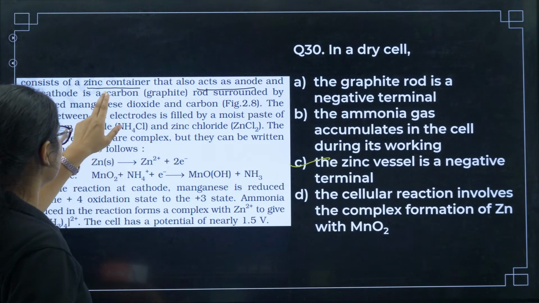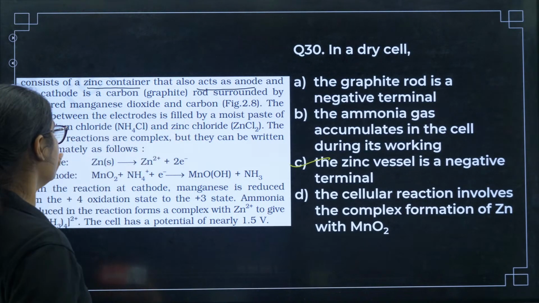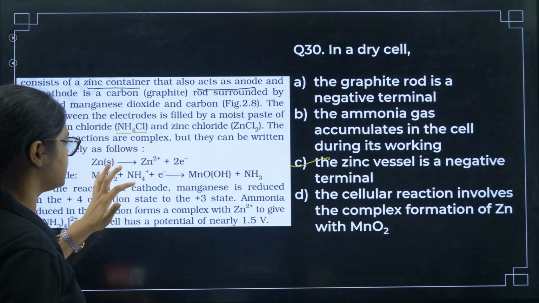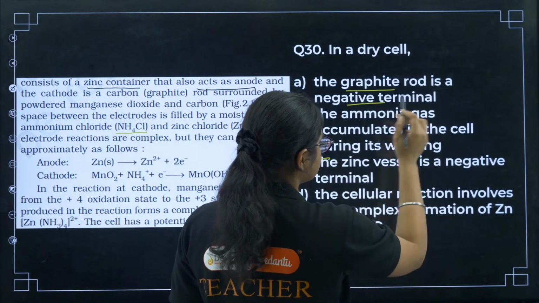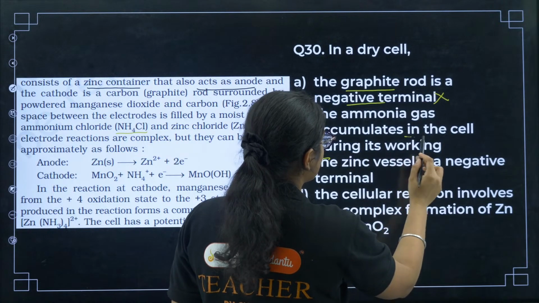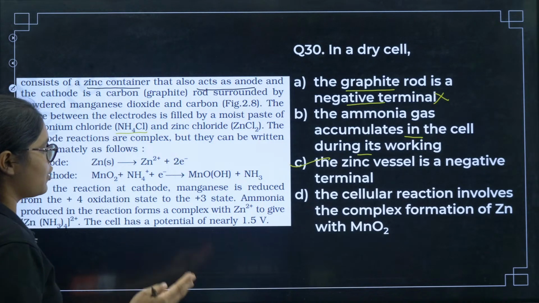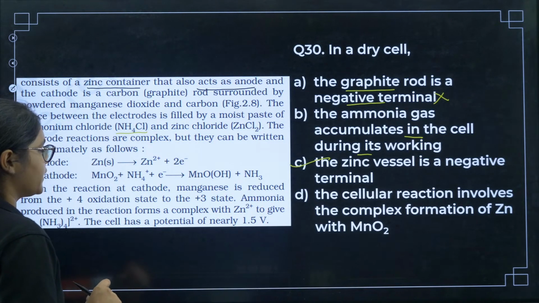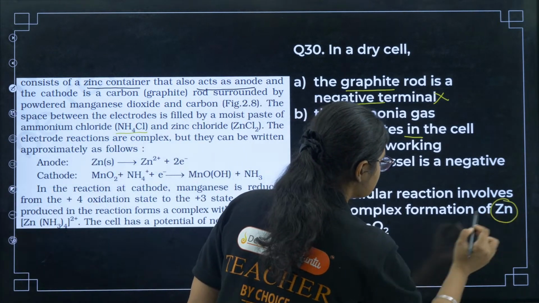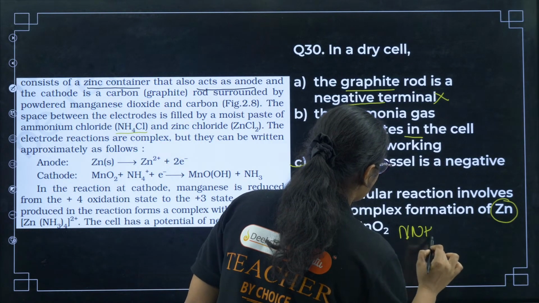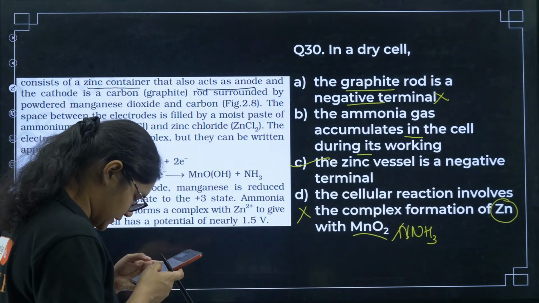Next, we have a carbon or graphite rod surrounded by manganese dioxide and carbon. The space between is filled with NH4Cl and ZnCl2. So that means if this is the cathode part, it will be positively charged, so this is wrong. Ammonia gas accumulated in the cell? No, there is no accumulation of ammonia gas. Next, ammonia formed in the reaction forms a complex with Zn2+, not with manganese dioxide. So this is also wrong. So C is the correct statement here.